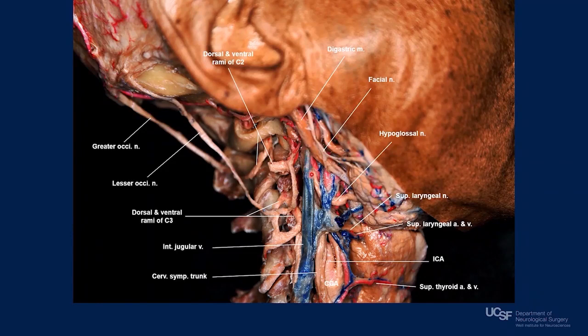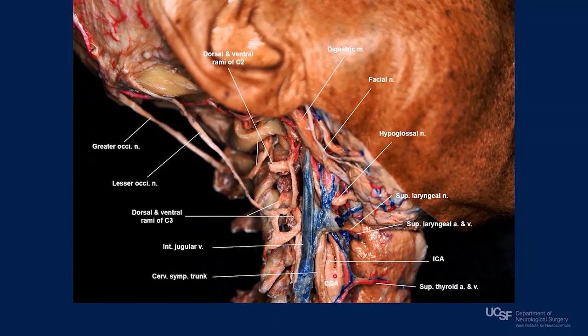Now, lying medial and posterior to the posterior belly of the digastric, we see the hypoglossal nerve. This hypoglossal nerve is going to have some anastomosis with the cervical plexus that goes from C1 to C4. And a couple of arteries that we're seeing here, providing blood supply to the thyroid, is the superior thyroid artery, and providing blood supply to the larynx, it's the superior laryngeal artery. We see also the superior laryngeal nerve, which is a branch of the vagus nerve.